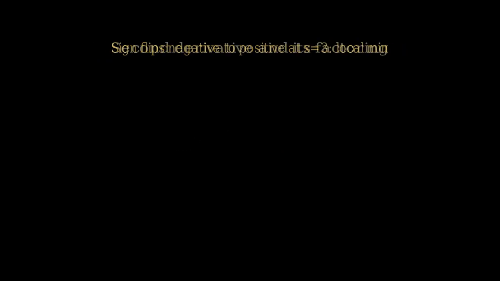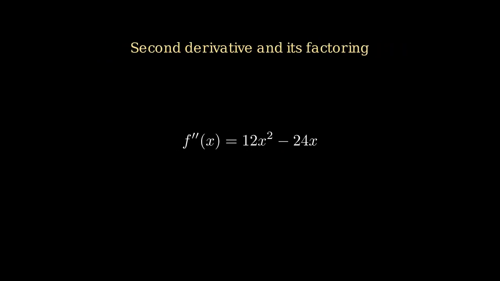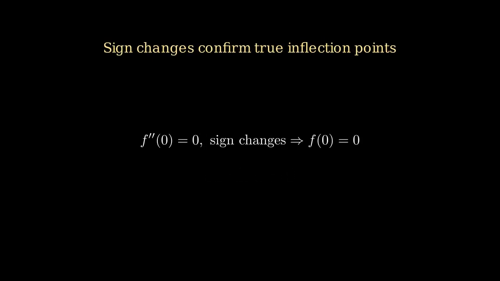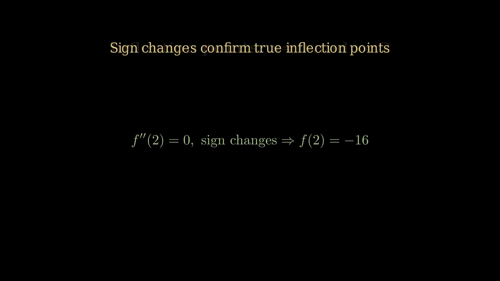Now for concavity, take the second derivative. f double prime of x equals 12x squared minus 24x, which factors as 12x times the quantity x minus 2. This is 0 at x equals 0 and x equals 2. Checking signs around these points confirms the concavity actually flips at both. At x equals 0, f double prime changes sign, giving f of 0 equals 0, and at x equals 2, it changes sign again, giving f of 2 equals negative 16. So we have genuine inflection points at x equals 0 and x equals 2.